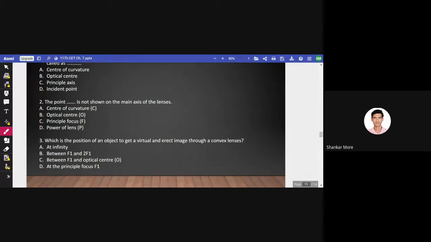This is the point which is not present. Is it there? No, it is the correct option. I hope you want to say this, right? So the power of lens point is not present on any of the axis. So this is the correct option, Option D. Let me just mark this also.